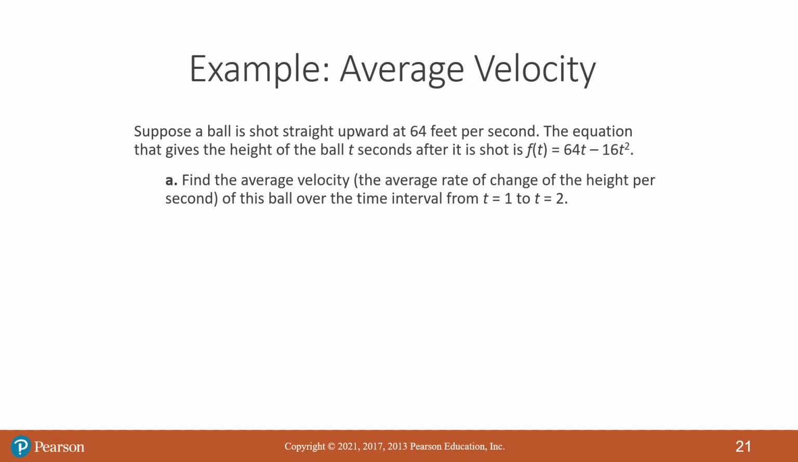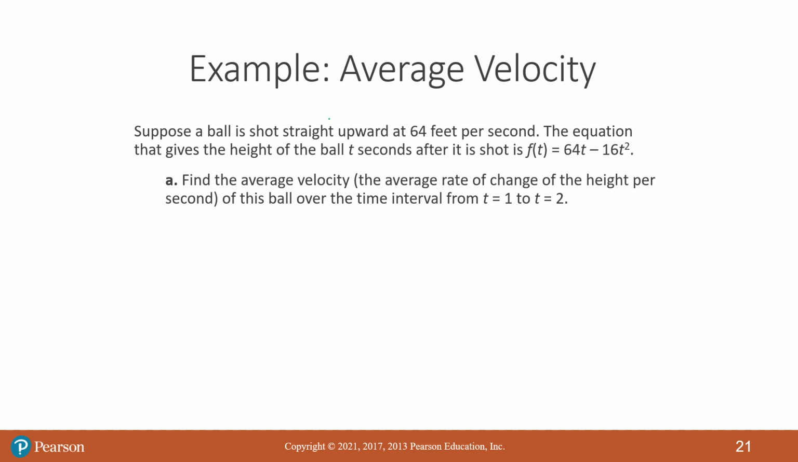The average velocity. Suppose a ball is shot straight upward at 64 feet per second. The equation that gives the height of the ball t seconds after it is shot is f of t equals 64t minus 16t squared. Let's find the average velocity, or the average rate of change, of the height per second of the ball over the time interval from t equals 1 to t equals 2.